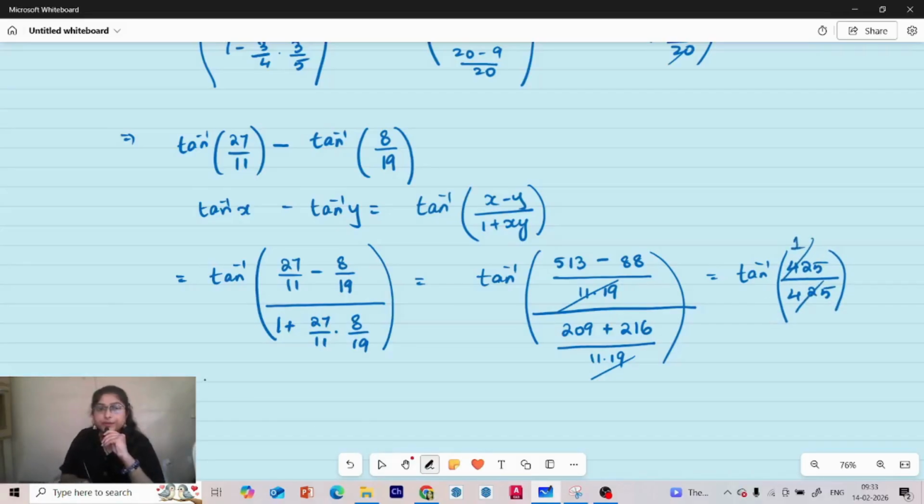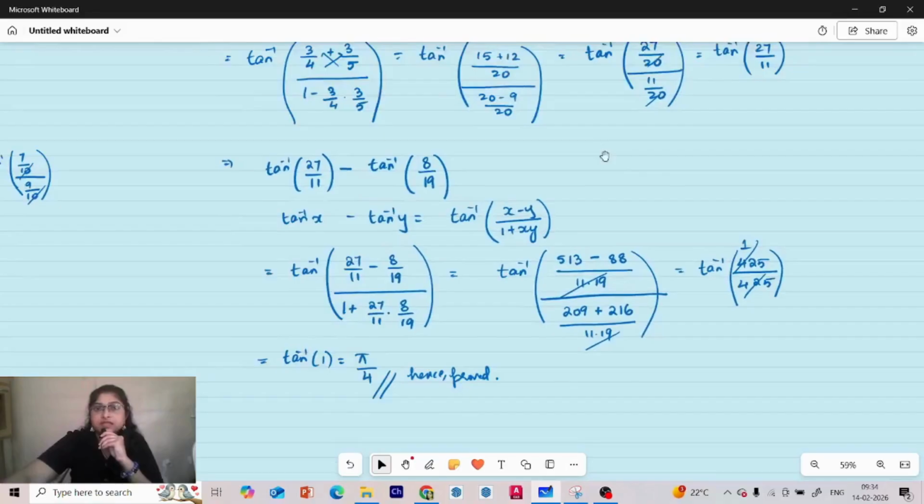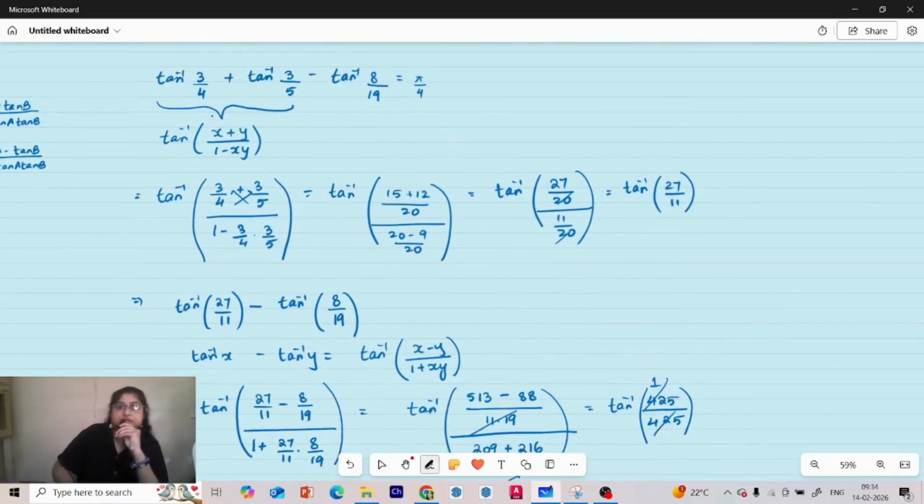And now what do you know? Tan inverse 1 is equal to pi by 4. Hence proved. Isn't that easy? Okay, that's what we did. This is question number 2.